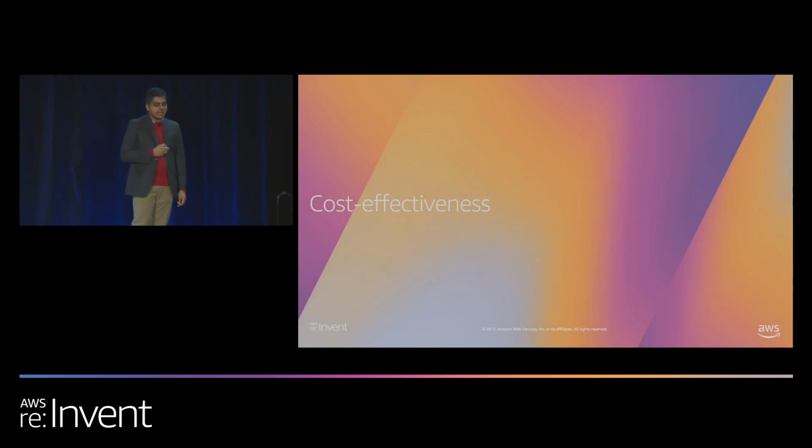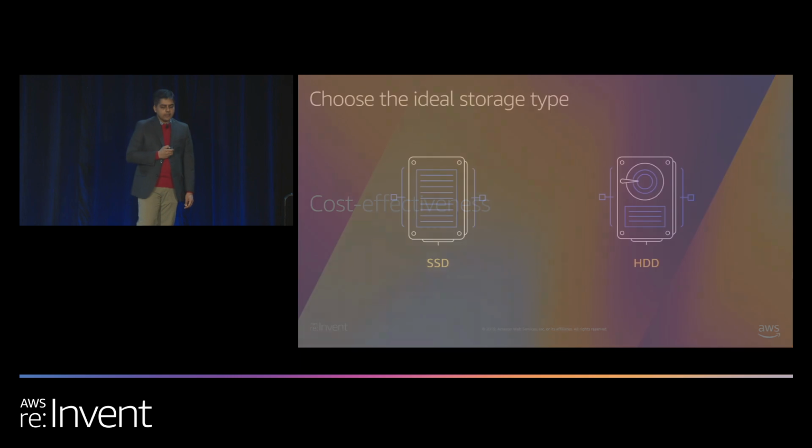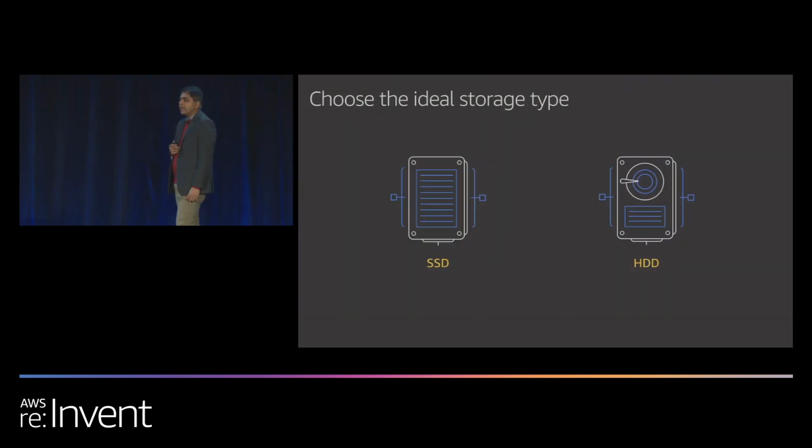Let's move to cost effectiveness next. So to start with, with the new HDD storage option that we will be launching soon, we support the ability to choose the ideal storage type for your workload. So if your workload needs the SSD levels of performance for the entirety of the data set, you should be using SSD storage. If it doesn't need the SSD levels of performance for the entirety of the data set, you should be choosing HDD storage as the option. And we'll release more regarding the performance details and performance options for HDD itself as we launch the product.